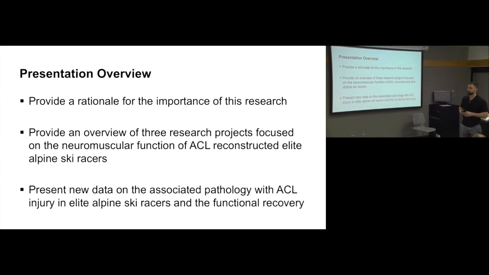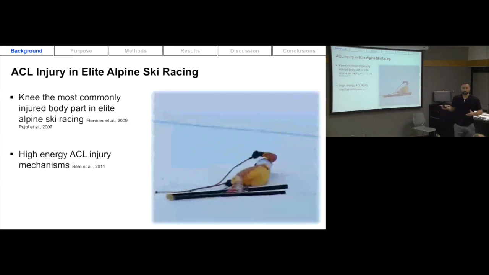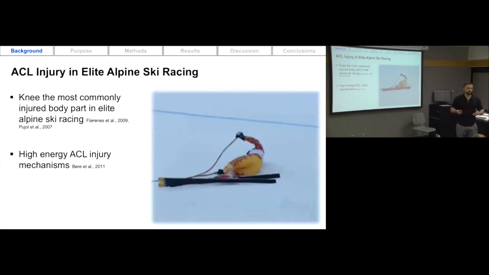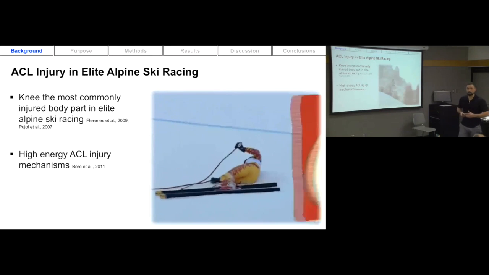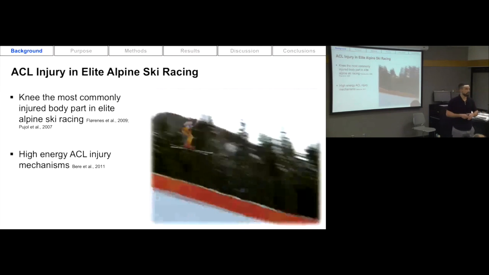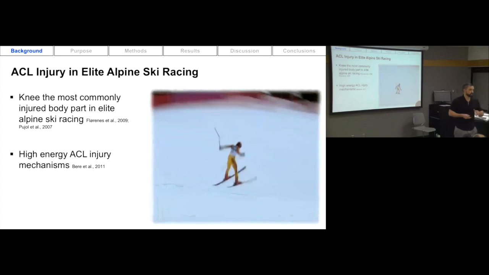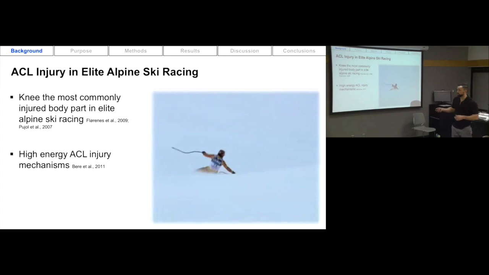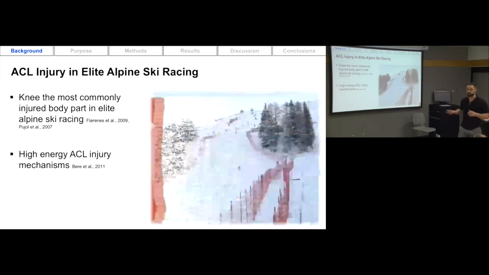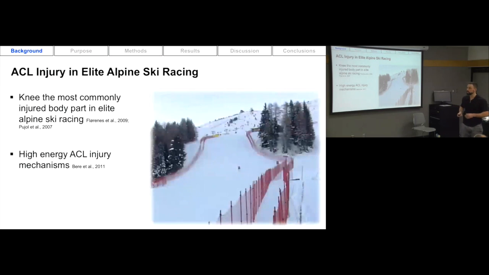elite alpine ski racers. So ski racing is a high-risk sport. The knee is the most commonly injured body part, and the most specific diagnosis is ACL tears. Injuries often happen like the video you're watching on the screen. Skiers are out of balance. They land in funny positions or get caught in a turn. There's high energy transmission to the knee joint that stems from the equipment, skis, the boots, the unpredictable terrain.